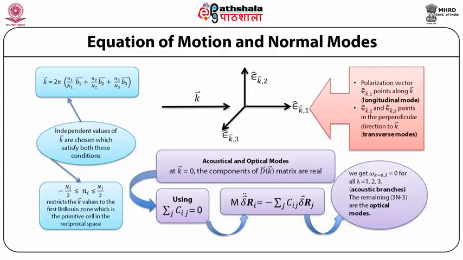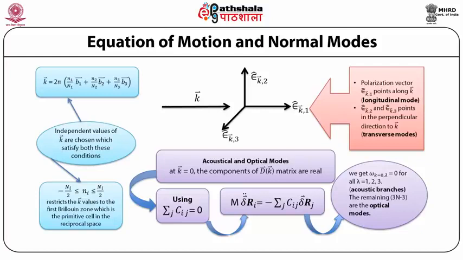Now having found one longitudinal mode and two transverse modes, we are in a position to discuss acoustical and optical modes. Acoustical and optical modes you have already learned in one dimension, so let us do that again in the three-dimensional case. Now let us analyze the long wavelength properties of the 3D lattice. From the definition of this matrix D(k), if you remember, it is clear that at k equal to 0, what do we mean by k equal to 0? That it is at the center of the Brillouin zone, the components of the D(k) matrix are real.